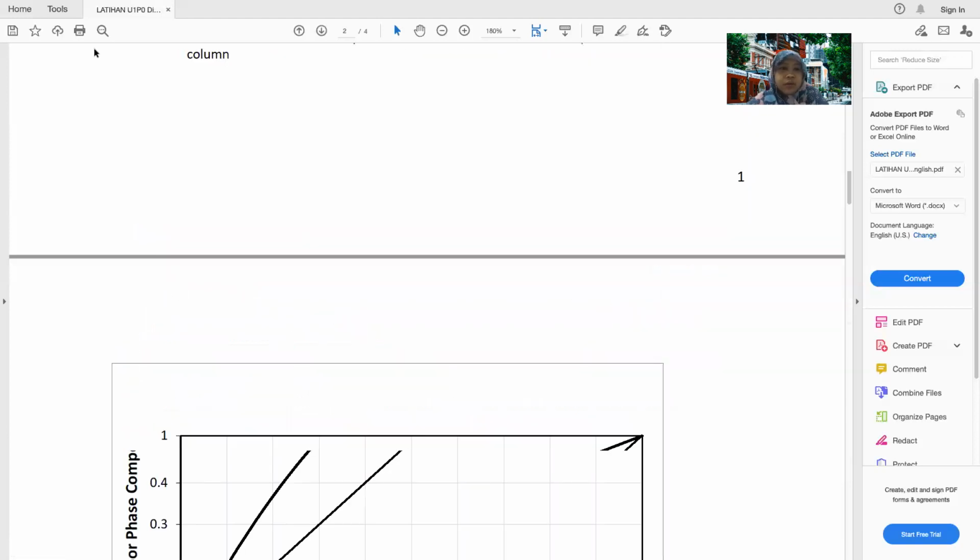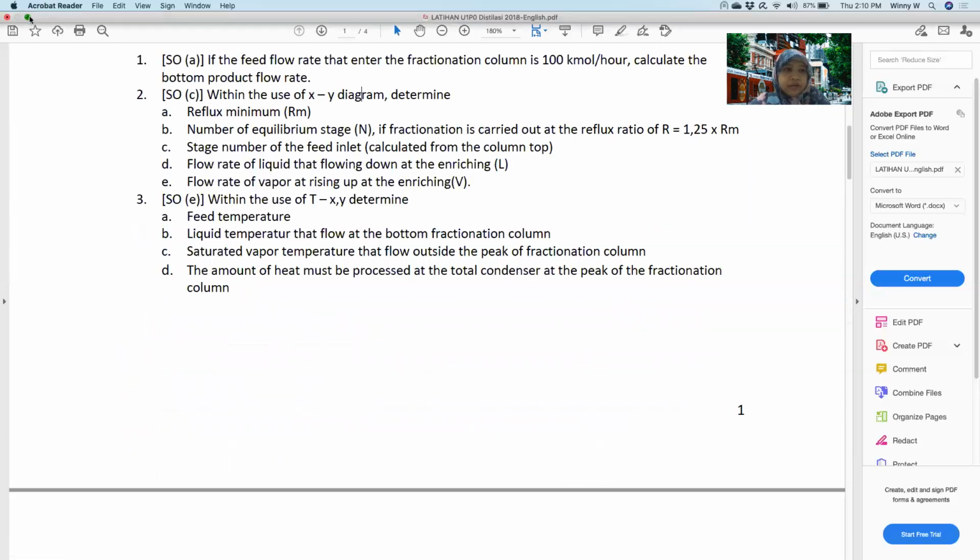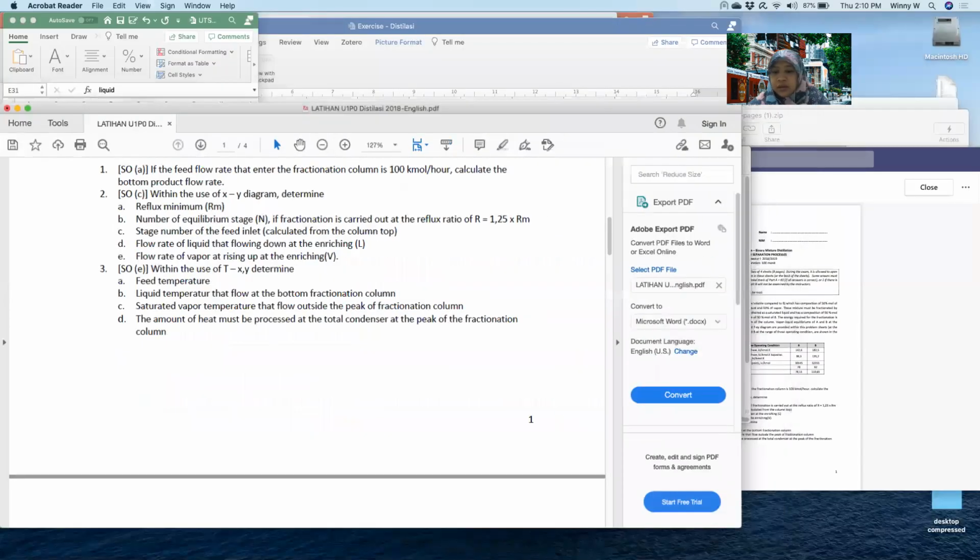Okay, I can't draw in the PDF, so I have copied it in.